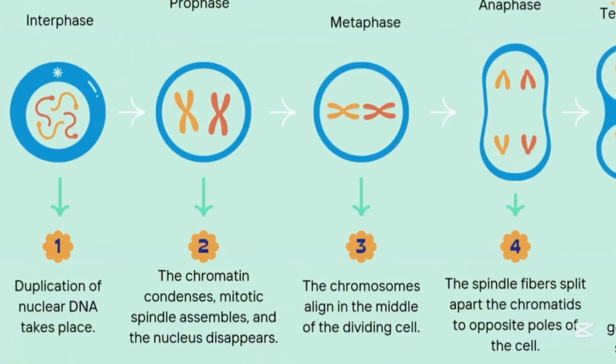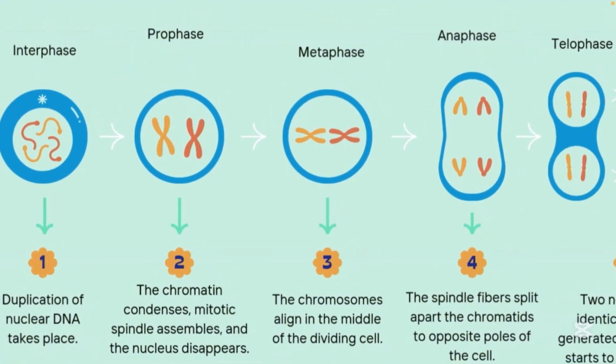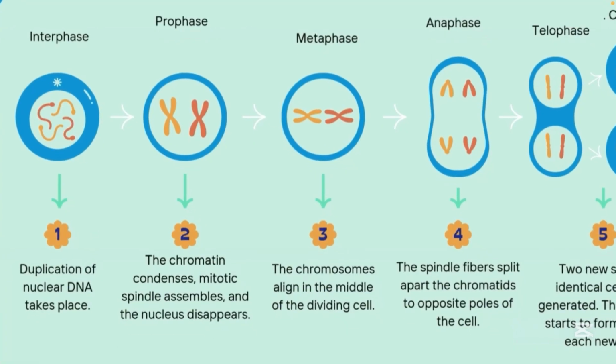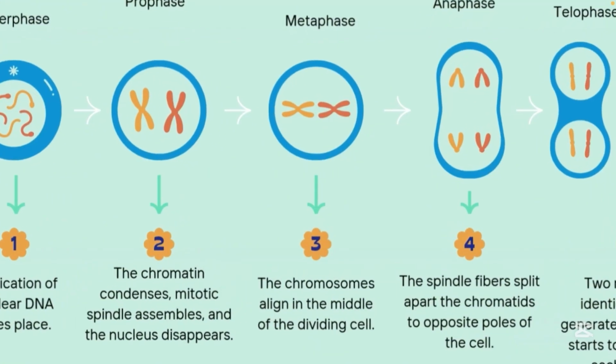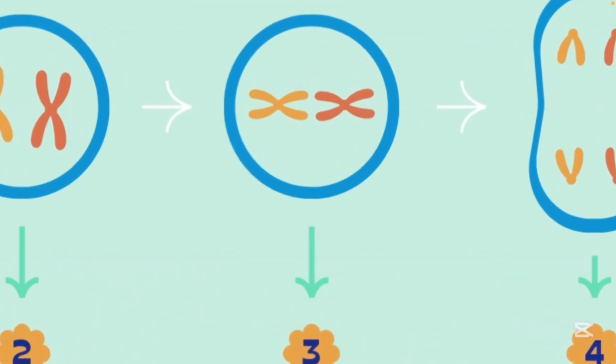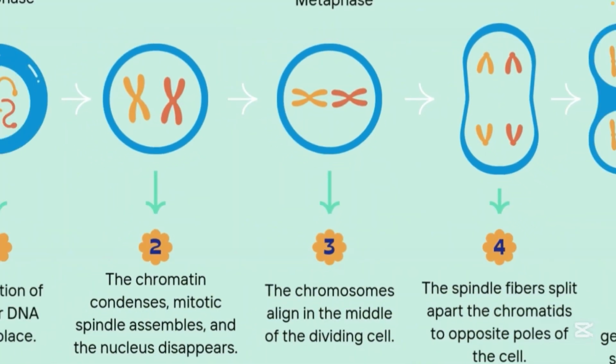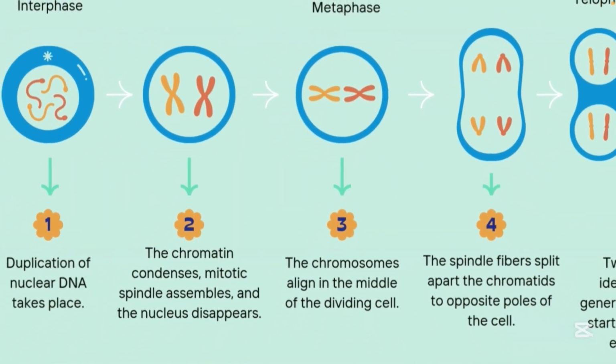Okay, and then the next step is metaphase. Metaphase is the step where the chromosomes line up at the cell's equator. Equator means the middle of the cell, like this, in the middle of the cell. And then the spindle fiber attaches to the centromeres. The chromosomes are lying in the middle of the dividing cell, and the spindle fibers attach to the centromeres.